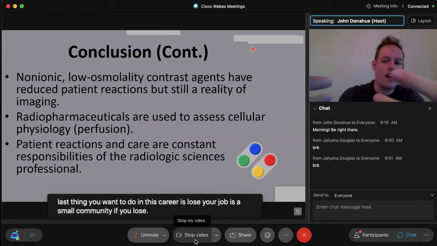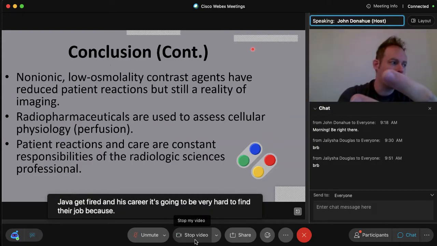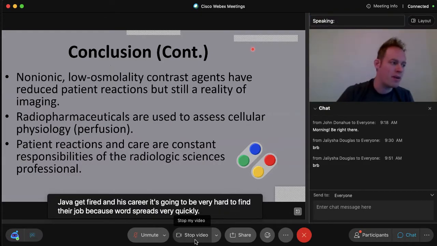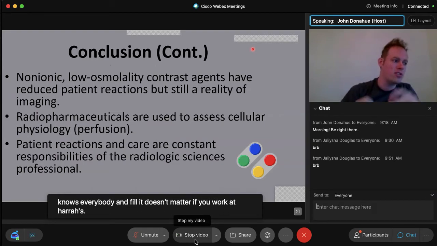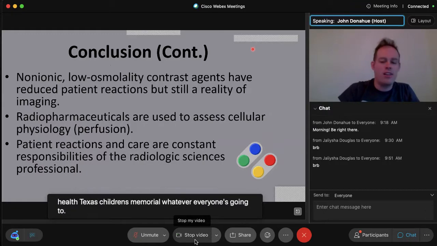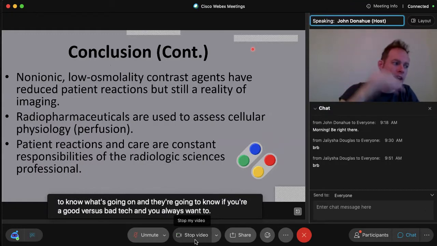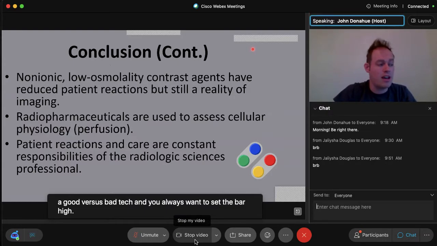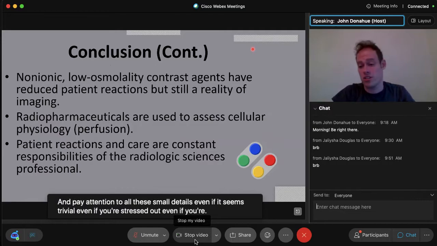If you lose your job or get fired in this career, it's going to be very hard to find another job because word spreads very quickly. Everyone knows everybody in this field. It doesn't matter if you work at Harris Health, Texas Children's, Memorial, whatever. Everyone's going to know what's going on, and they're going to know if you're a good tech versus a bad tech, and you always want to set that bar high and pay attention to all these small details, even if it seems trivial, even if you're stressed out, even if your workload is just too much.